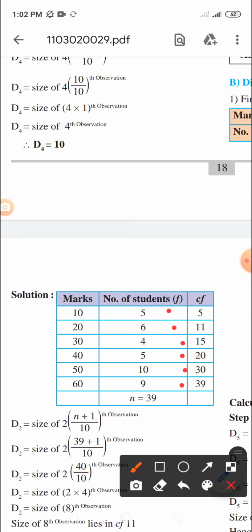Next step, find out the value of n, that is the total of frequency. N means total of frequency. So 5 plus 6, 11, 11 plus 4, that is 15, 15 plus 5, that is 20, 20 plus 10, that is 30, and 30 plus 9, that is 39. So here n is equal to 39.